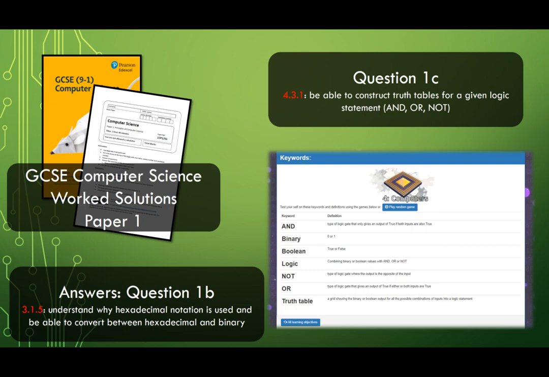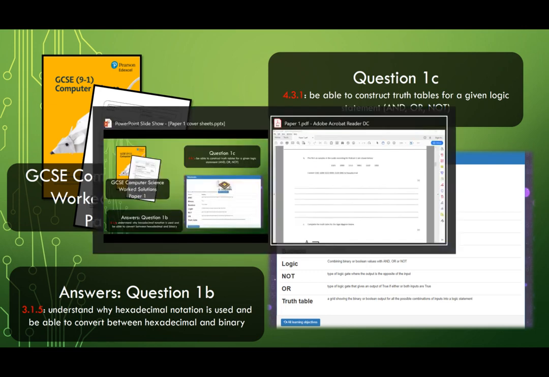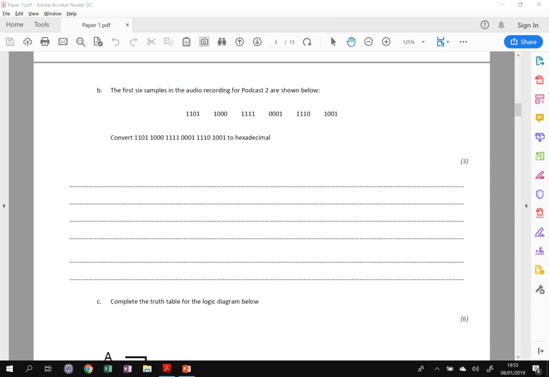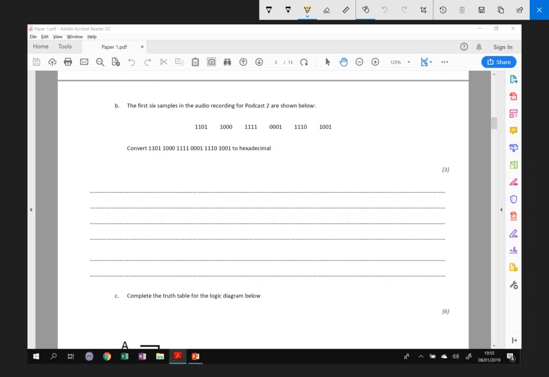So let's have a look again at the question that you saw in the previous video, which was converting binary to hexadecimal. Let's read through the keywords and then work through the solution. The first 6 samples in an audio recording for podcast 2 are shown below, and then we've got 6 4-bit binary numbers. It says convert that binary number, again it's the same 6 4-bit numbers, to hexadecimal. This question's worth 3 marks, so let's talk through how to get there.